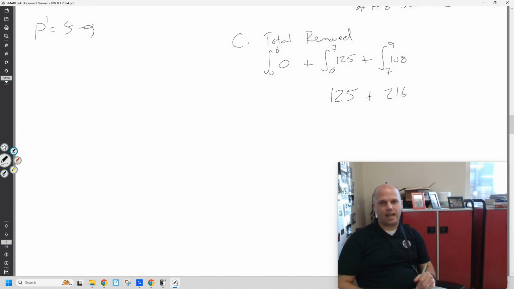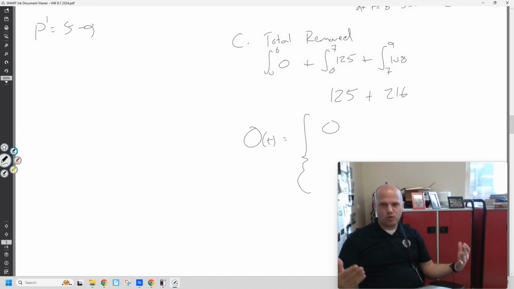Now, if you want a piecewise function for total out, I'll call it big O of t, well, you are not going to remove any snow at first. This is, again, essentially like taking antiderivatives, right? Can we take the antiderivatives of 0, of 125, and 108? Take the antiderivatives of G, and what would we get?